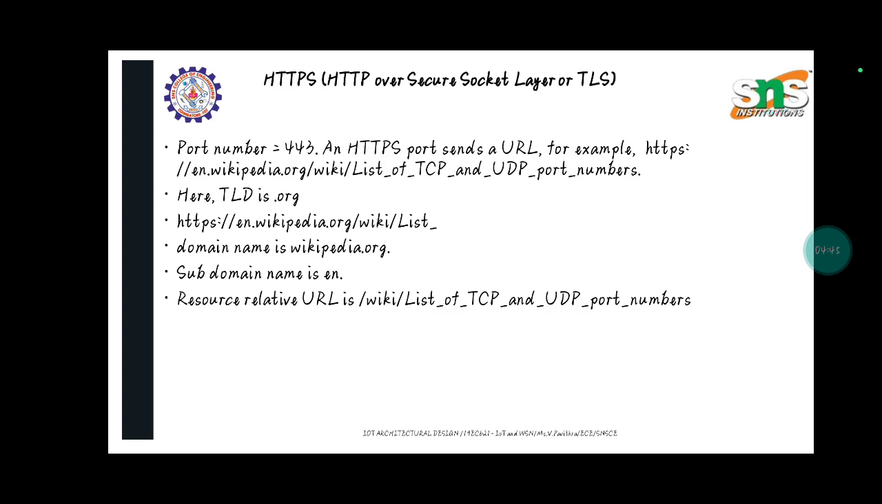Then there is HTTP over Secure Socket Layer or TLS, port number 443, where the HTTP port sends a URL, for example. Here the TLD is the domain, then the subdomain name, then the resource relative URL, and the list of TCP and UDP port numbers.